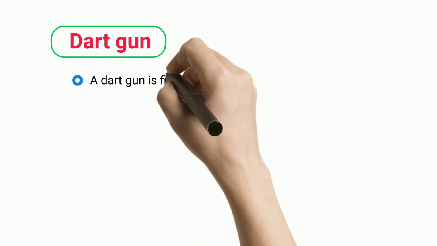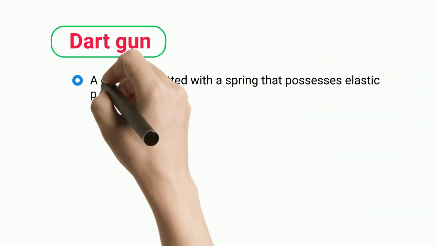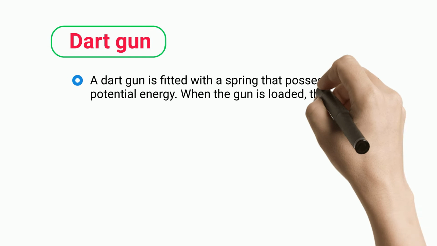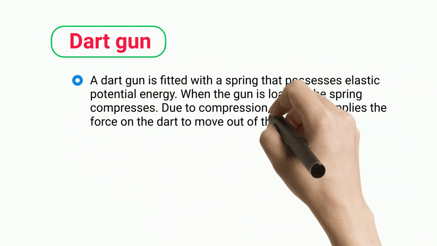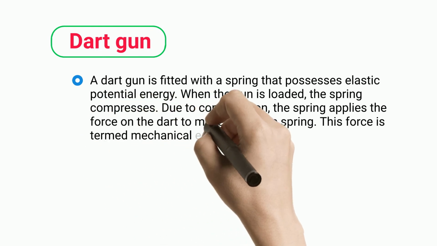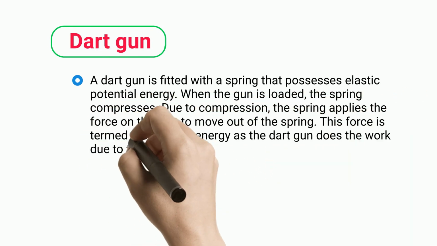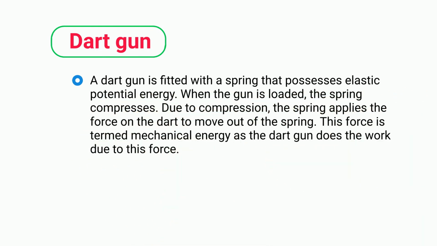Dart gun. A dart gun is fitted with a spring that possesses elastic potential energy. When the gun is loaded, the spring compresses. Due to compression, the spring applies the force on the dart to move out of the spring. This force is termed mechanical energy, as the dart gun does the work due to this force.